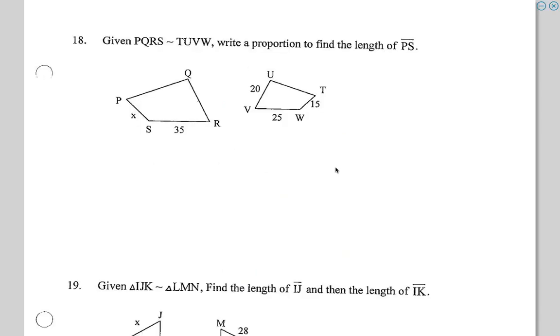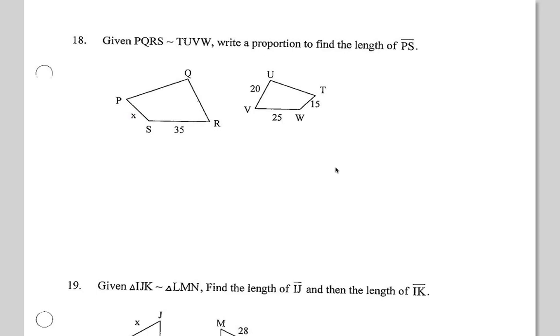All right, 18. Now 18 is telling us that these are similar. And whenever they tell us that, we are able to see what sides correspond to each other, what angles correspond to each other, and it allows us to set up proportions to solve for missing sides.